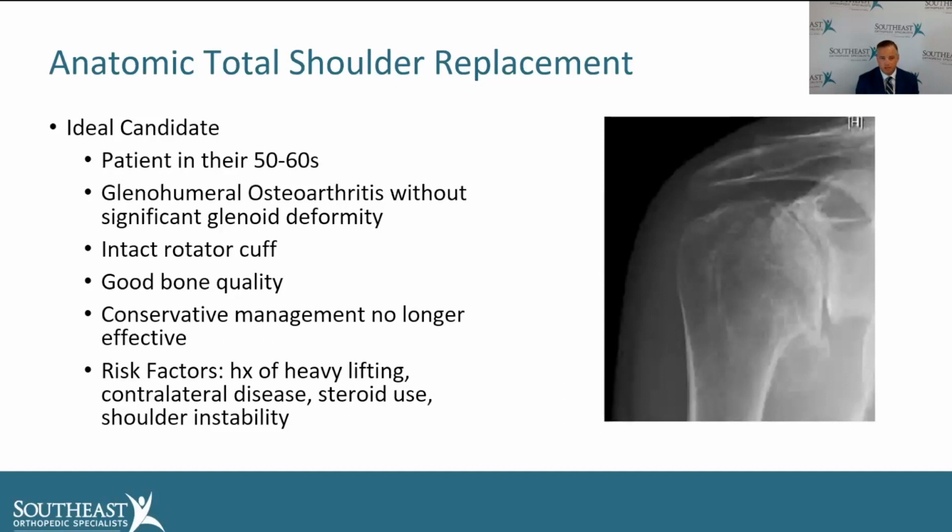What are some risk factors? History of heavy lifting, contralateral disease. Unfortunately, shoulder arthritis is one of those diseases that if you have it in one shoulder, you might have it in the other one. In fact, it's very likely you do. History of steroid use, and history of shoulder instability. Patients that have had a shoulder dislocation at some point in their life, or felt shoulder instability, tend to lose cartilage, and cartilage loss at an early age can lead to arthritis at a later age.